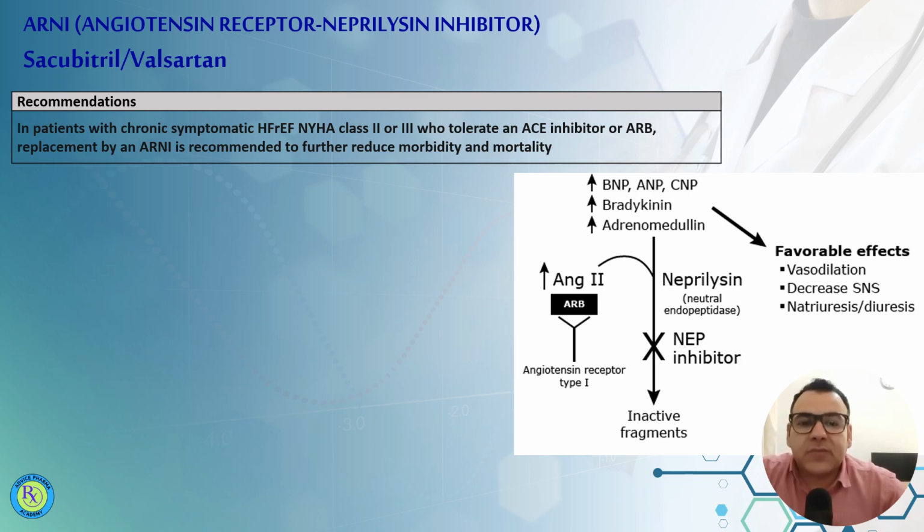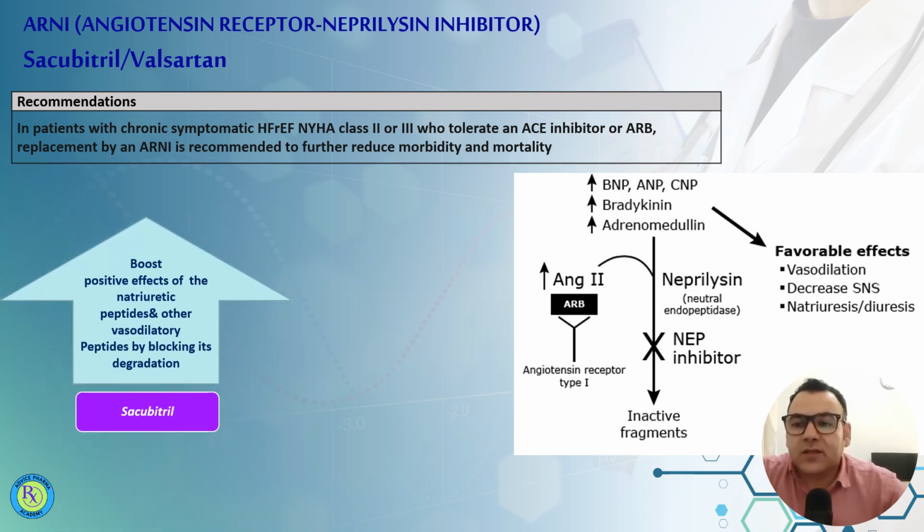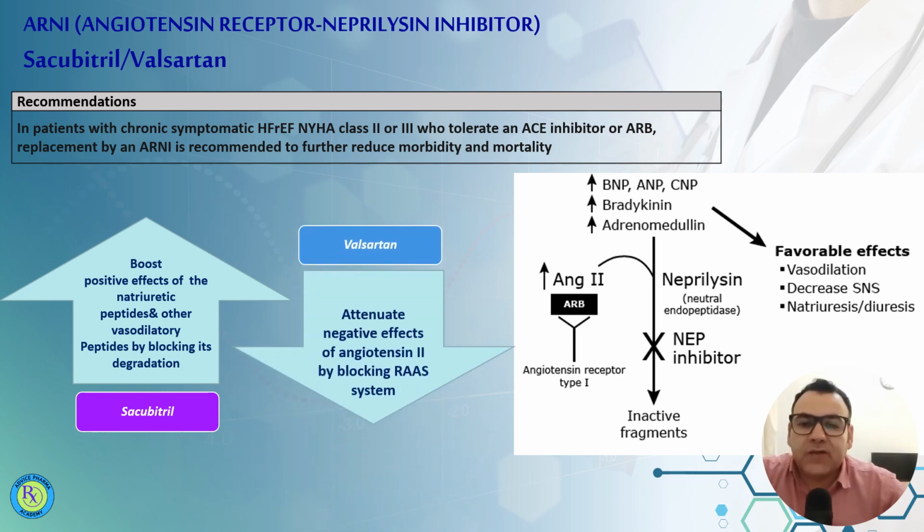But at the same time, neprilysin inhibition increases angiotensin too, so we need to add valsartan, which is an ARB, to block the effect of angiotensin. So we have sacubitril, which is the neprilysin inhibitor, which boosts the positive effect of natriuretic peptides and vasoactive peptides by blocking the breakdown by neprilysin, and valsartan, which is the ARB, which attenuates the negative effect of angiotensin 2 by blocking the RAS system.